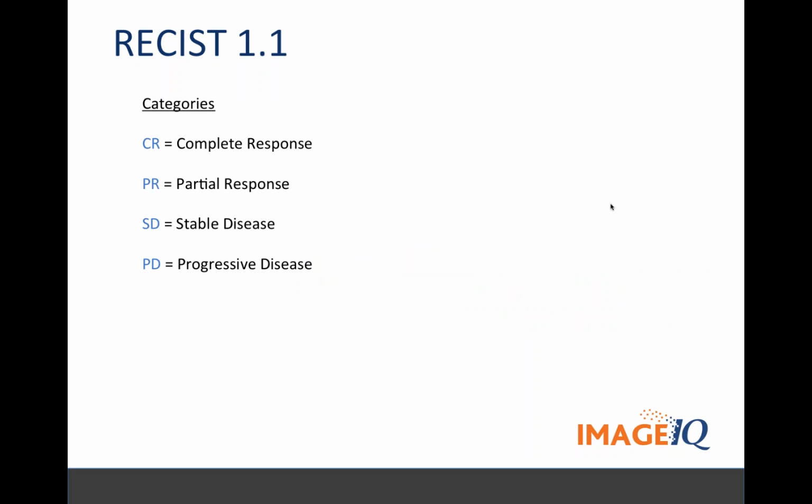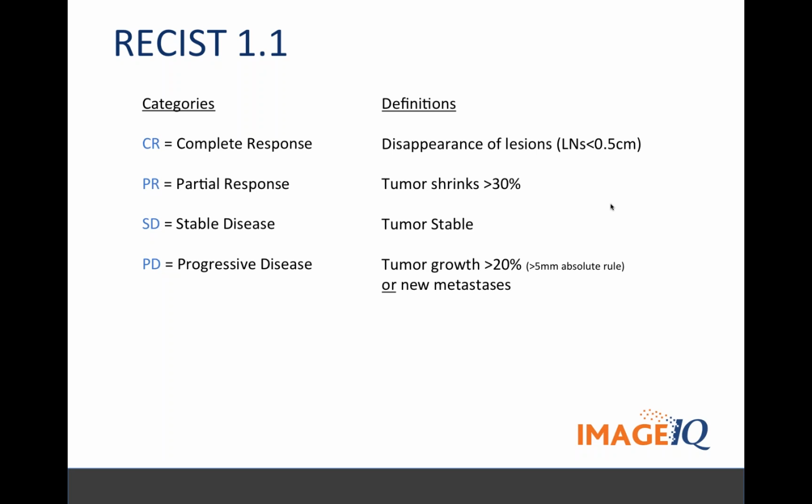You're probably very familiar with this, that RECIST has complete response, partial response, stable disease, and progressive disease. And it has very strict definitions for those. Complete response is disappearance of all lesions, partial response is tumor shrinking more than 30%, et cetera. That's how we do it, and it's a little more complicated than that. I've really simplified it, made it sound really easy, but the reality is it's not easy.